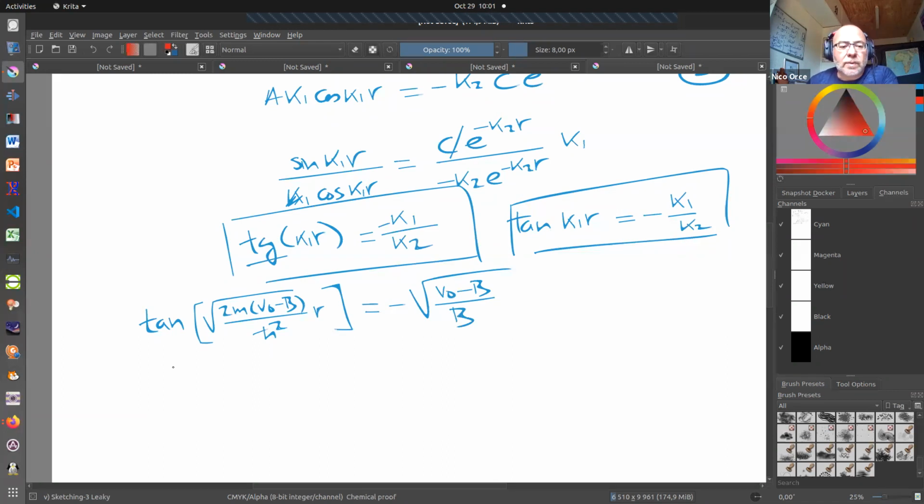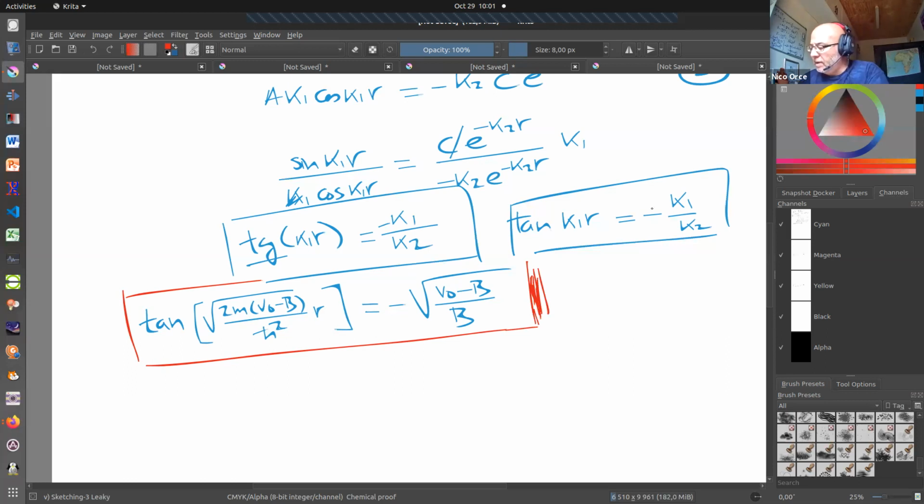And this is the final equation. This is the final equation, which cannot be solved analytically for one particular reason. Let me see what happened here. I'm not writing straight here. So this is the final equation.